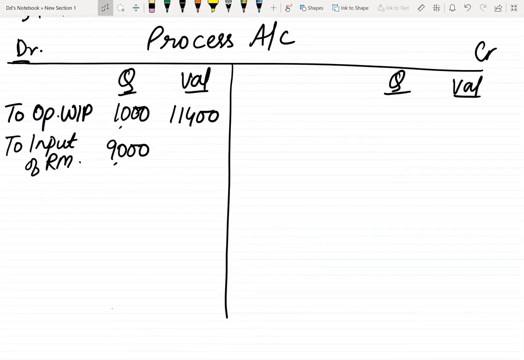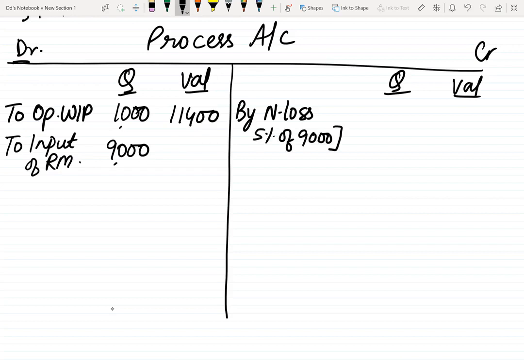Normal loss is 5% of fresh input on the credit side. So you should take it as 5% of 9,000, that is 450, with a scrap value of 2 rupees. That scrap value will go here later. Let me first complete the quantity.